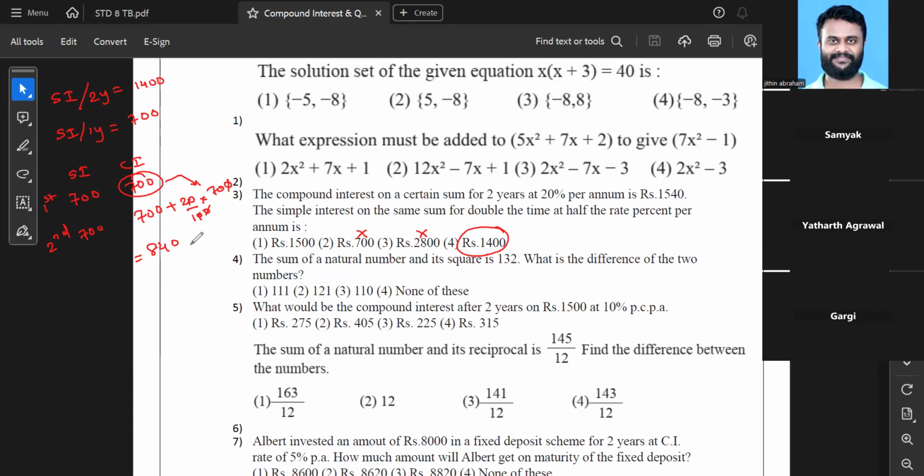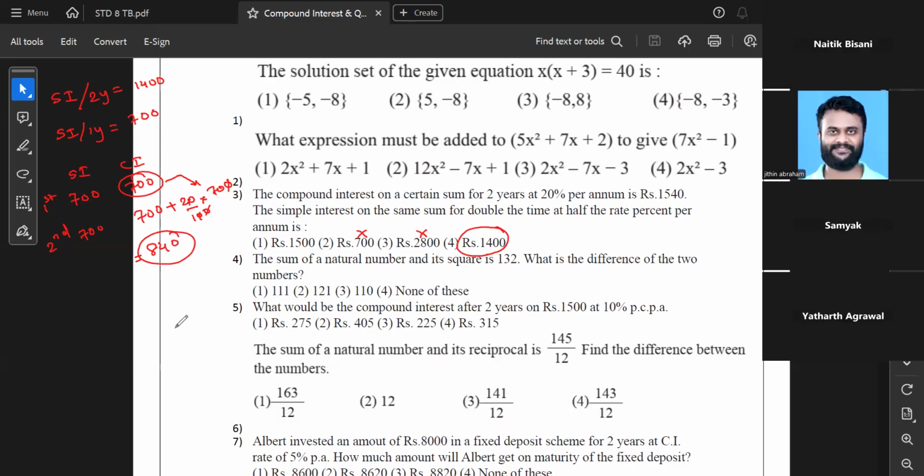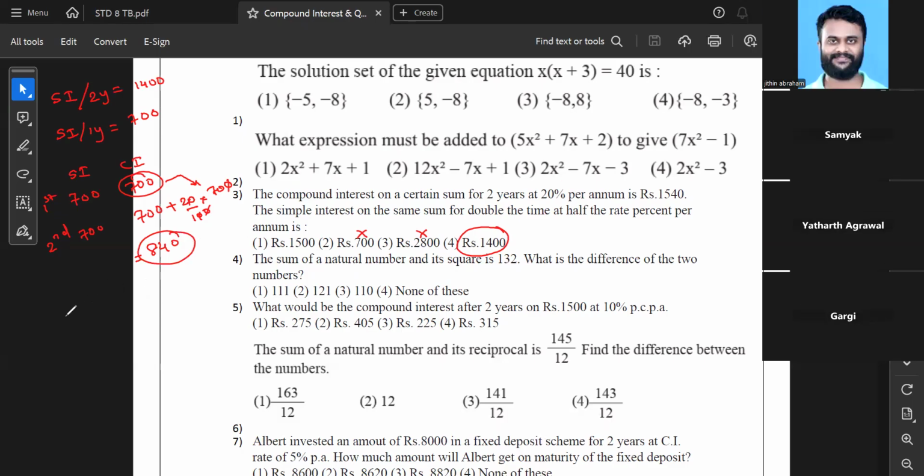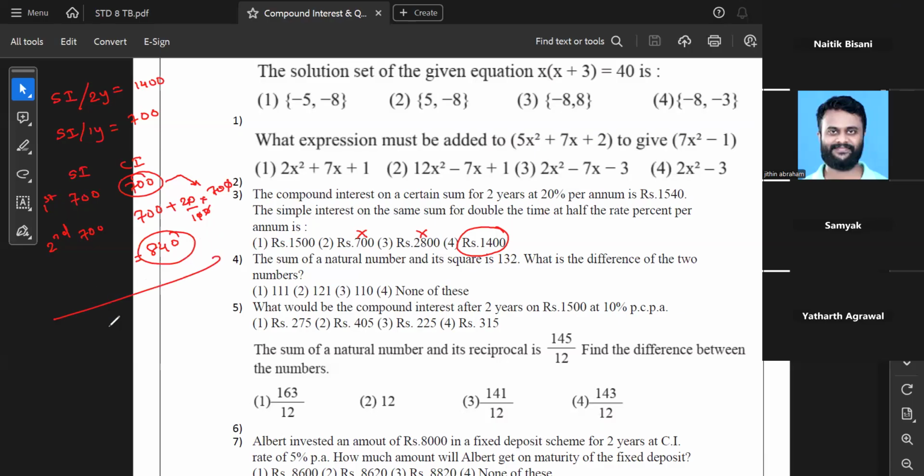So in the first year, the interest was 700. In the second year, the interest will be 840. So total simple interest after 2 years will be 700 plus 700, that is 1400. And compound interest will be 700 plus 840, 1540. Yes. While considering 1400 to be the simple interest, the compound interest can be 1540. That means 1400 is my correct answer.